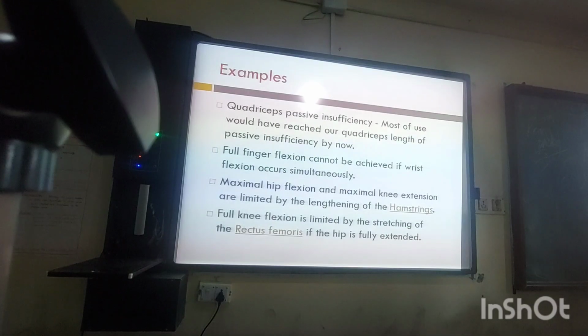Okay. These are the examples again. Quadriceps muscle, passive insufficiency; full finger flexion, passive insufficiency; hamstring and rectus femoris. I'm not going to read this because we have already done it. Fine.